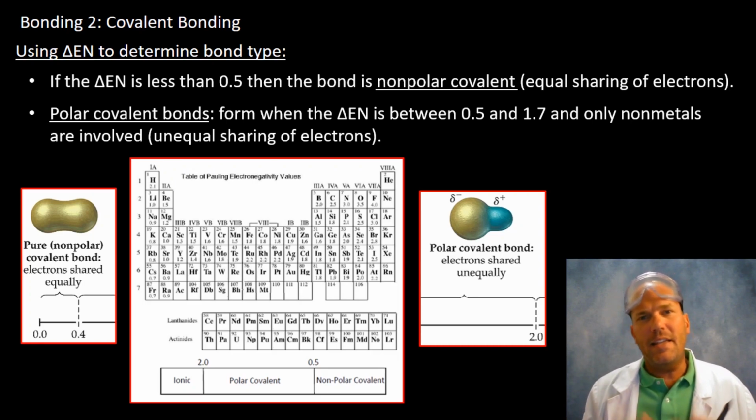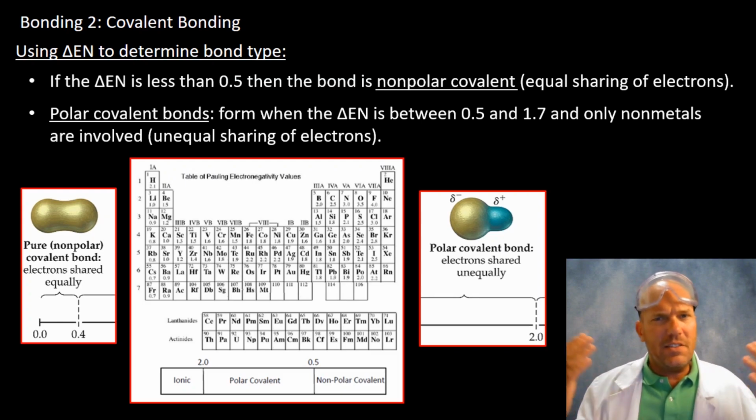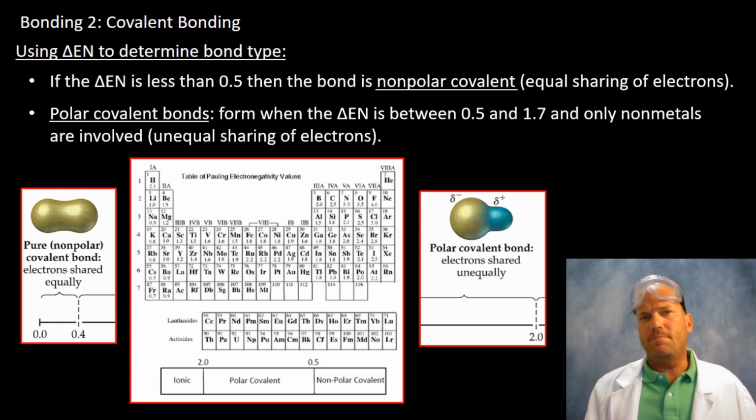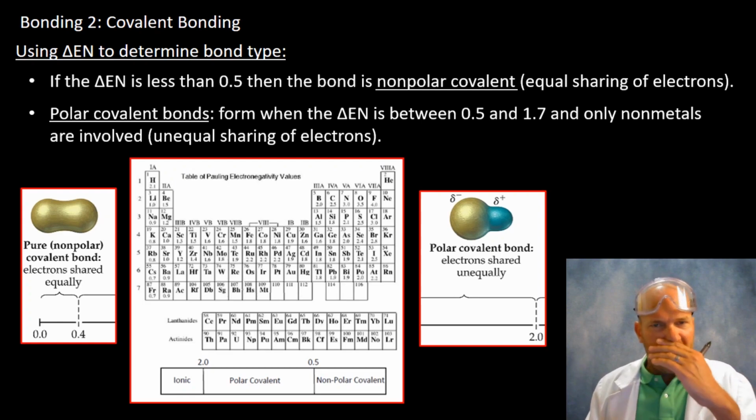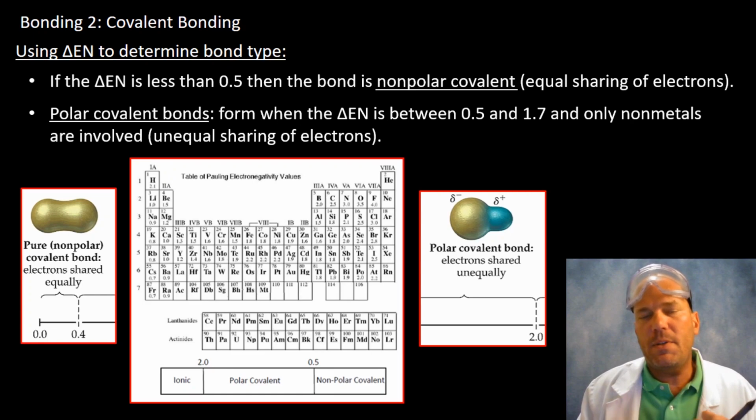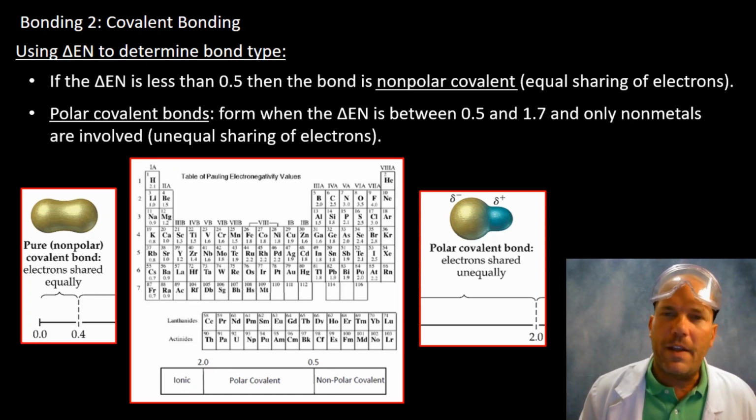And the key to that is simply asking the question, is there a metal involved? Because if so, usually that's just going to be your ionic bond. Are there two nonmetals? Then it's going to be polar covalent. So to recap the difference between these two, it's how equal the electrons are being shared between the atoms. Think of equal sharing for covalent.